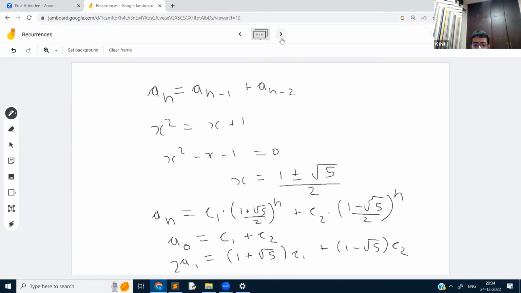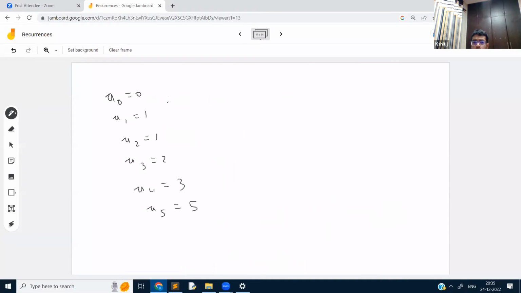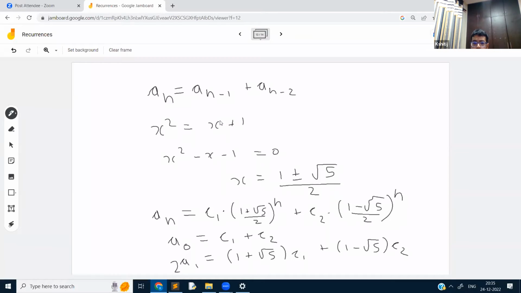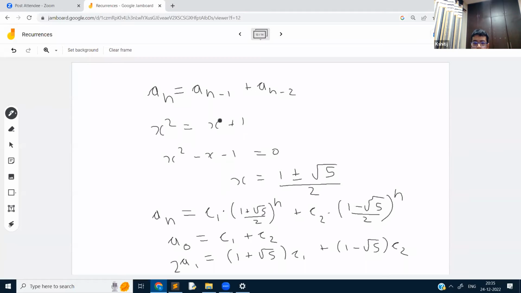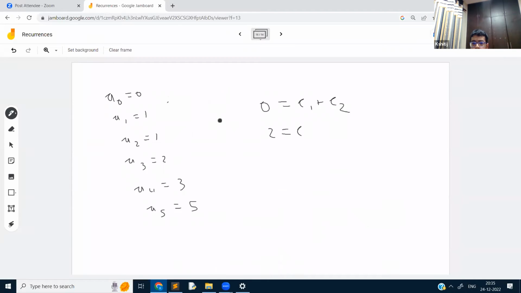So now we know the values of A0 and A1. If we write them, we get 0 equal to C1 plus C2. And the other equation is 2A1, so this will be 2. Now we will expand the part below. We get C1 plus C2 plus root 5 into C1 minus C2. Now C1 plus C2 is just 0, so this will be 0 and I am erasing this.